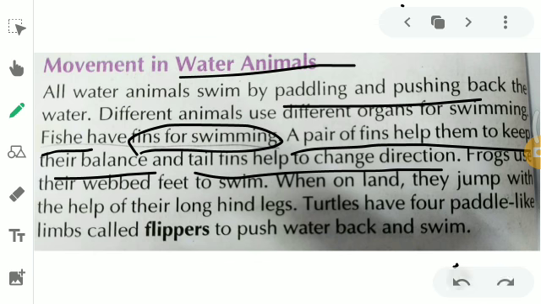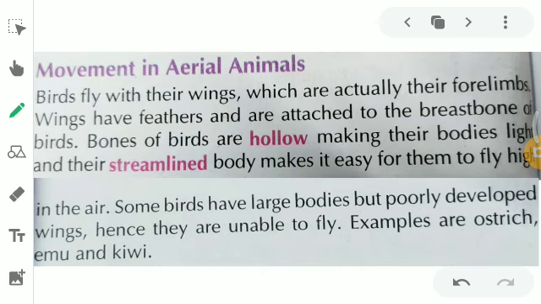Next one, movement in aerial animals. Means some animals live in the air. So mainly, especially birds. So, movement of birds now. Birds fly with their wings. You know how birds can fly with the help of wings. So these wings are actually forelimbs.